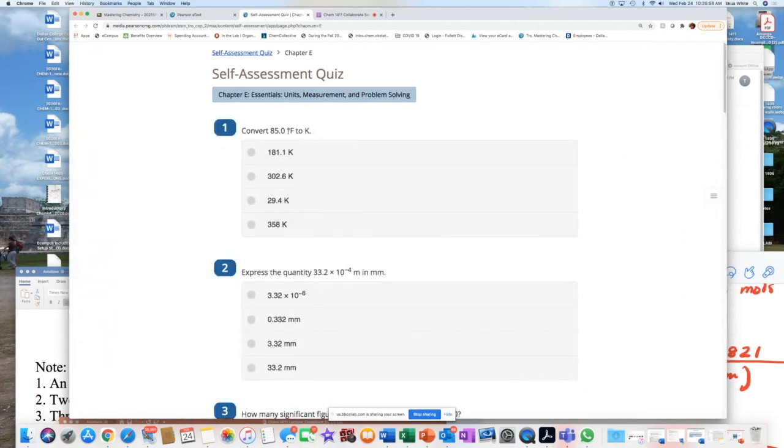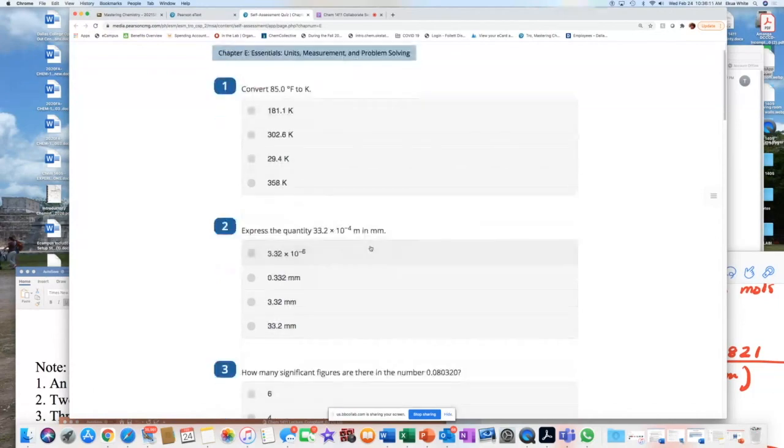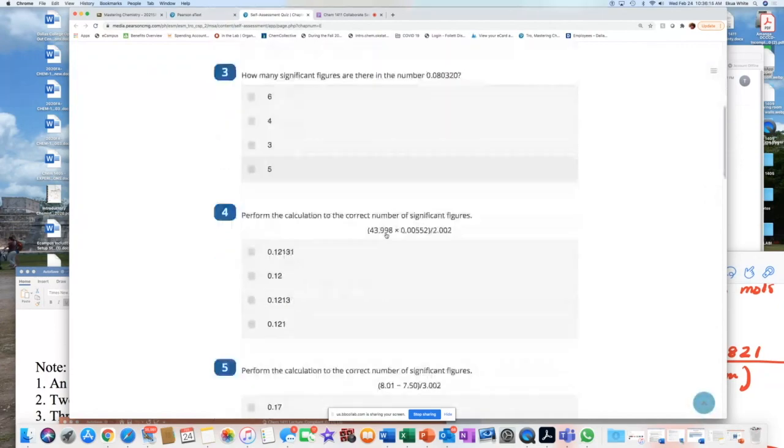Oh, so see, you have simple questions here from Fahrenheit to Kelvin. Don't forget, I do have that conversion sheet posted in one of the folders, right? That you want to know how to convert temperature scales from one to the other. Here, you're being told to express in millimeters. Let's see, what else is there?